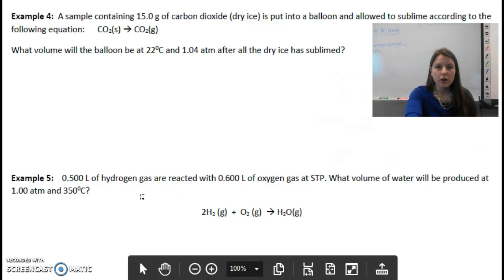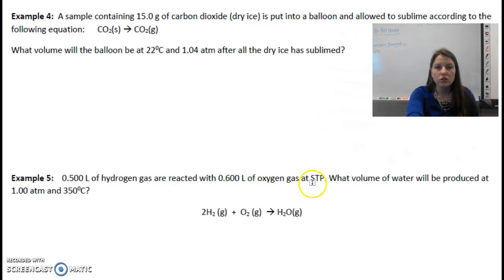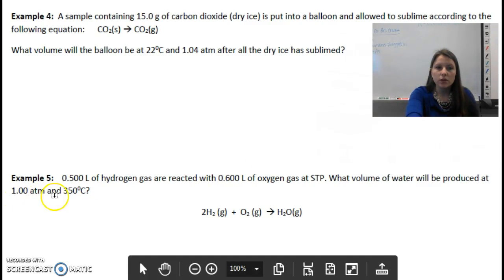So as we read through this problem, it says 0.5 liters of hydrogen gas are reacted with 0.6 liters of oxygen gas at STP. What volume of water will you produce at 1 atmosphere and 350 degrees Celsius? Now this is the balanced reaction for this reaction.